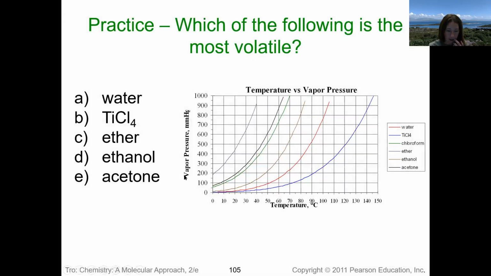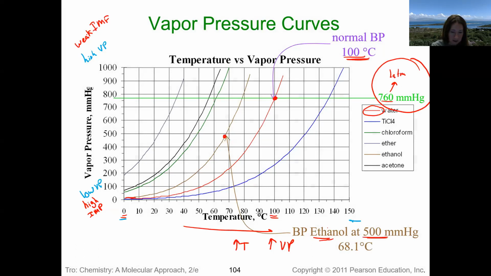Okay, let me go back. Here's its boiling point. Let's put that in the right place. Look here, ether, acetone. This one has weaker intermolecular forces, so it has a lower boiling point. We're going to talk about that one in just a second.